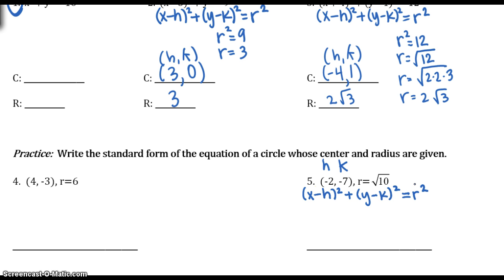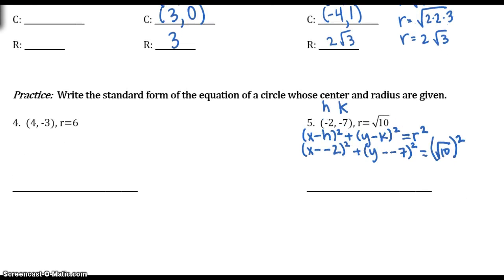Let's substitute in the values we know. So we have (x − (−2))² + (y − (−7))² = (√10)². Let's clean this up a little bit because right now it's looking kind of messy. So these two negatives make a positive, so this would be (x + 2)². And those two negatives make a positive, so (y + 7)².